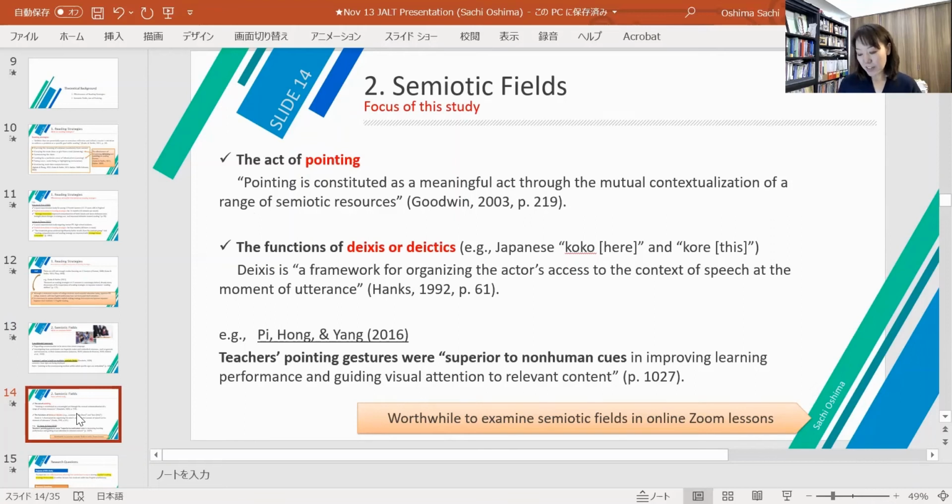He pointed out that deixis is a framework for organizing the actor's access to the context of speech at the moment of utterance. Comparing teachers' pointing gestures with non-human cues in video lectures, Pi, Hong, and Yang concluded that the teacher's pointing gesture was superior to non-human cues in improving learner performance and guiding visual attention to relevant context. Therefore, the semiotic fields, especially pointing and the use of deixis, seem worthwhile to be examined in online Zoom lectures.